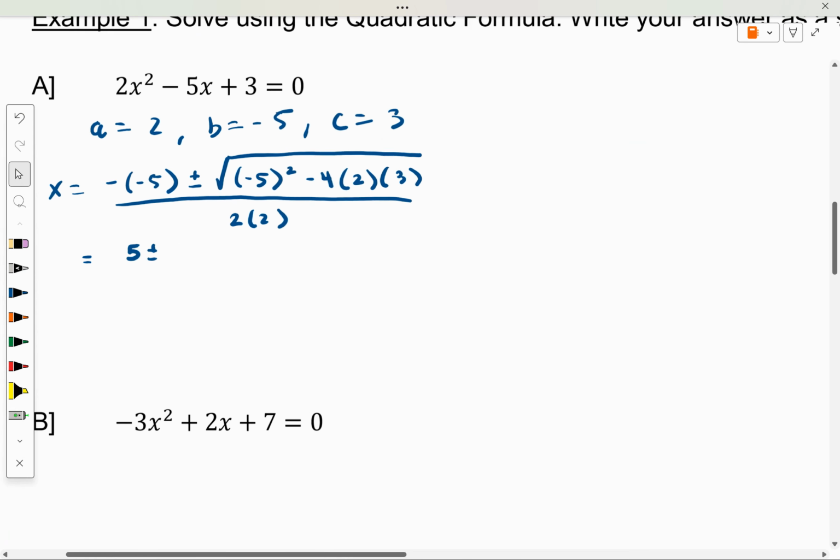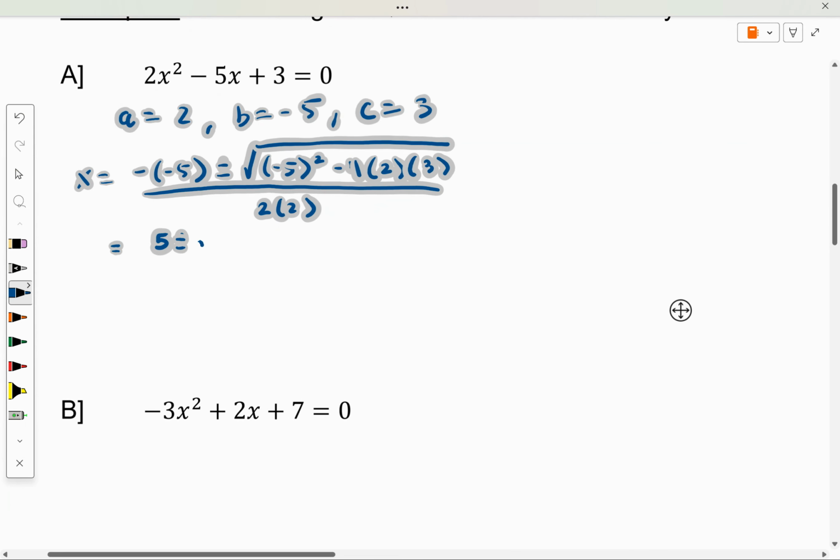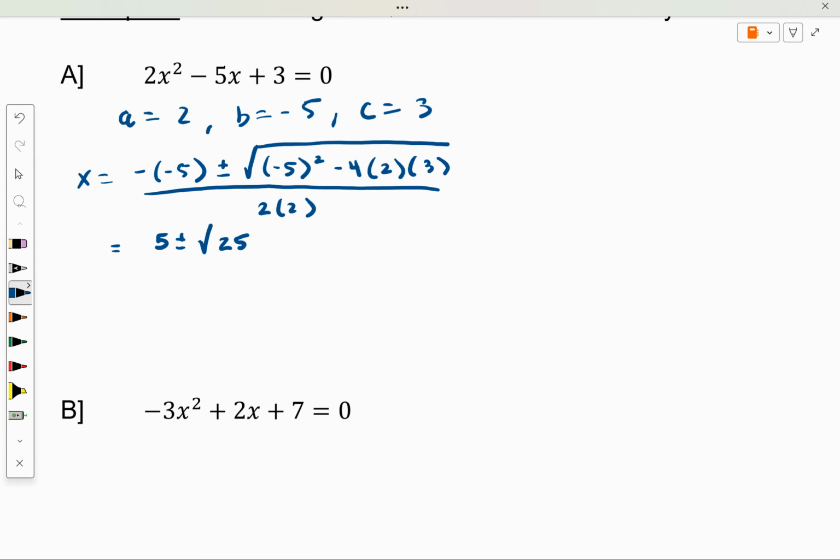Then here I'll have inside the square root negative 5 squared. So that'll be 25. And then I'll do 4 times 2 times 3. So that'll be 24. And on the bottom, we'll have 4. So now we have 5 plus or minus the square root of 25 minus 24 all over 4. Simplify it a little bit, I can subtract the 25 and 24. So it'll be 5 plus or minus the square root of 4 divided by 4.